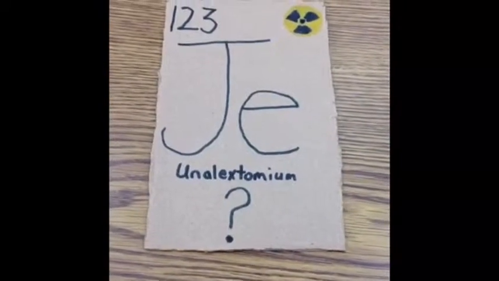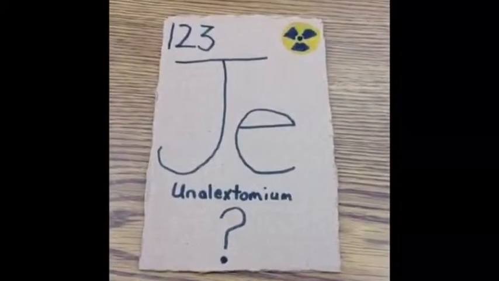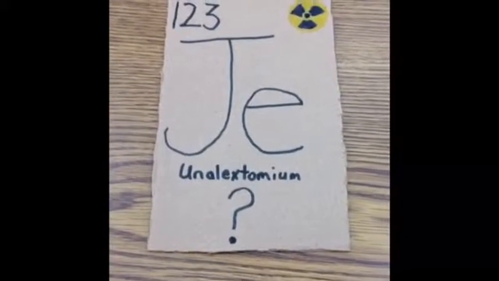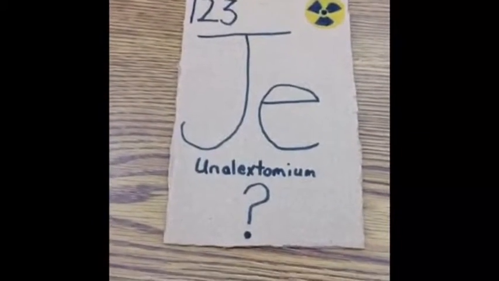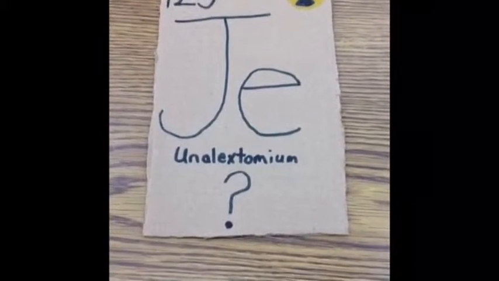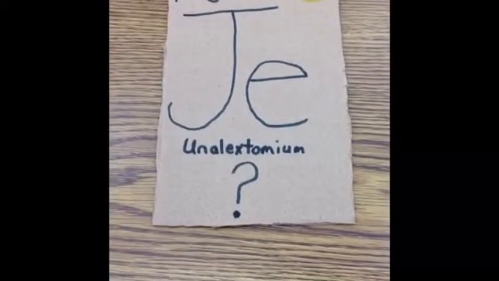A view of what our element would look like on the periodic table. It would have our atomic number over here, 123. You would see it's radioactive from the symbol in the top right corner. Our chemical symbol is JE for the middle initials of me and Thomas. And our element name is underneath our chemical symbol, unalexithymnium.